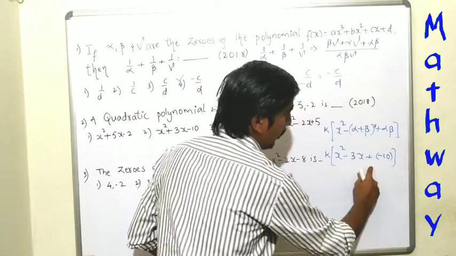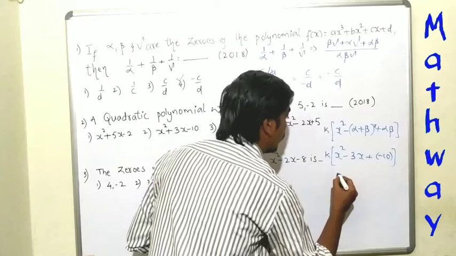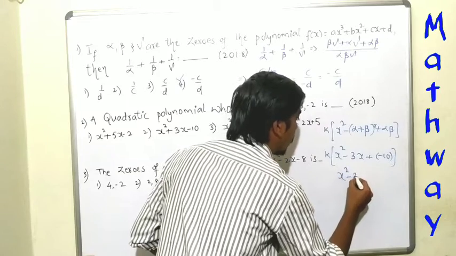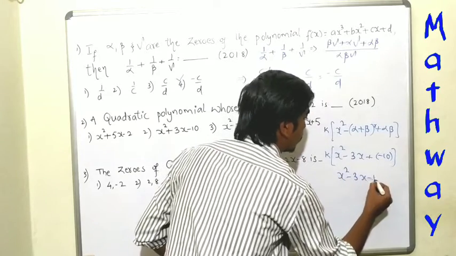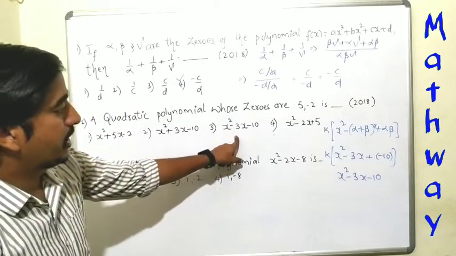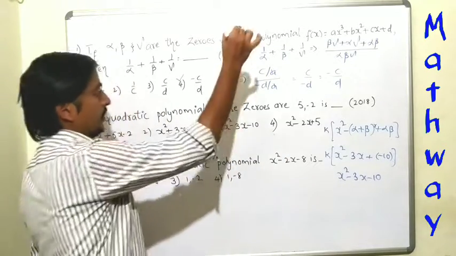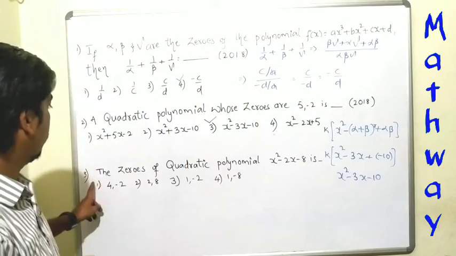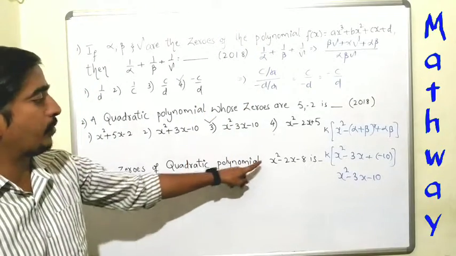So there is no denominator, so we can take k value as 1. Then we get the polynomial x square minus 3x minus 10. Which option has that polynomial? x square minus 3x minus 10. Option 3 is correct.